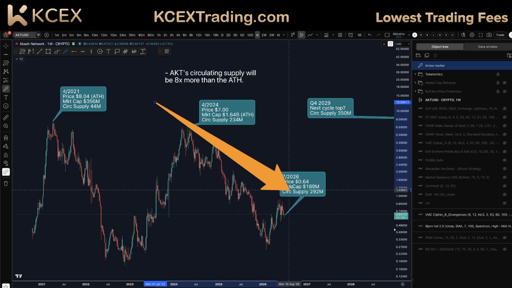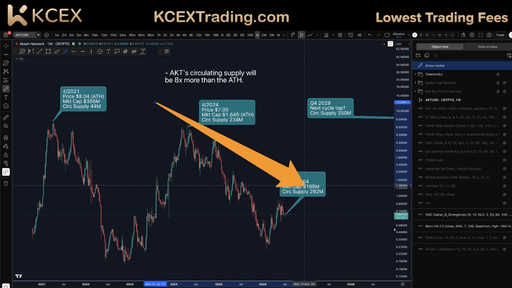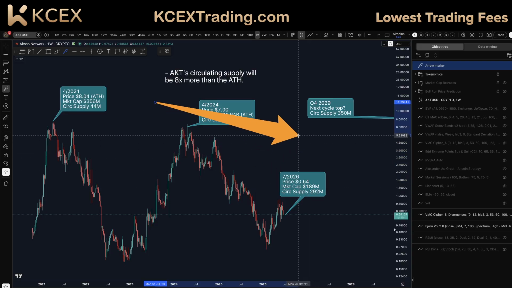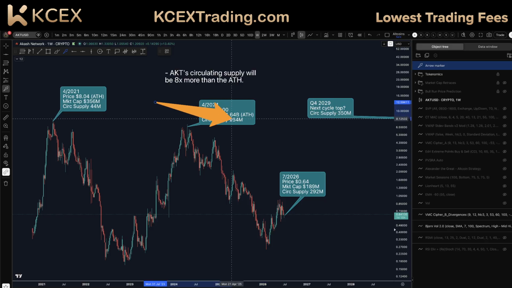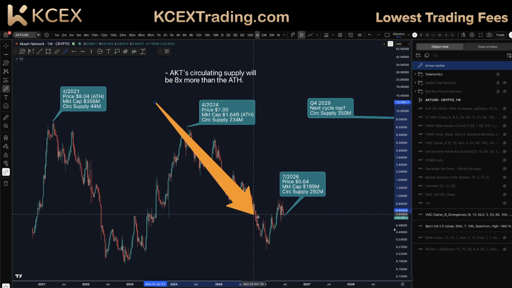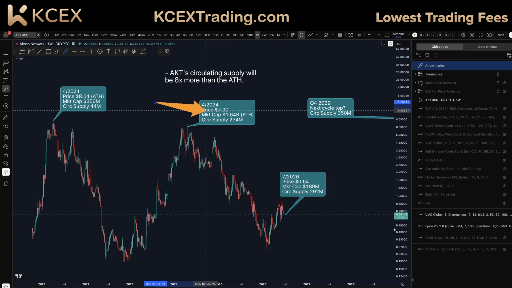Looking at today, you have a price of about 64 cents, $189 million market cap, and 292 million coins. Fast forward, next cycle, you're going to have about 350 million coins on the market. So you're adding about another 50% to this from the last cycle high, almost a 9x from your original price all-time high. So massive uphill battle here, okay? Just through dilution of the market, through token unlocks, massive. But Akash seems to be up to the job. I mean, here you 6x'd your coins and you still almost hit your price all-time high. So Akash is very, very bullish.